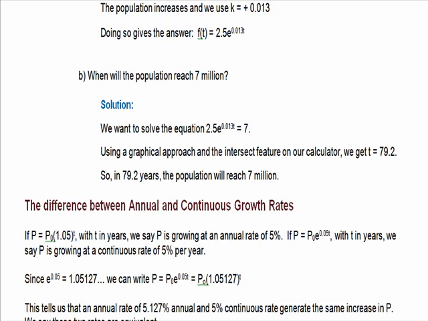And again, because we technically haven't learned to use logs yet, we're going to use our graphical approach and our intersect feature on our calculator. And if we do that, we get t equals 79.2. And so what we learn is in approximately 79.2 years, the population will reach 7 million.